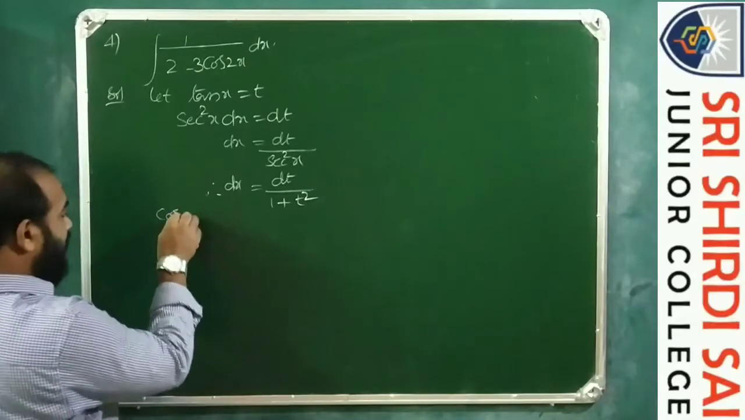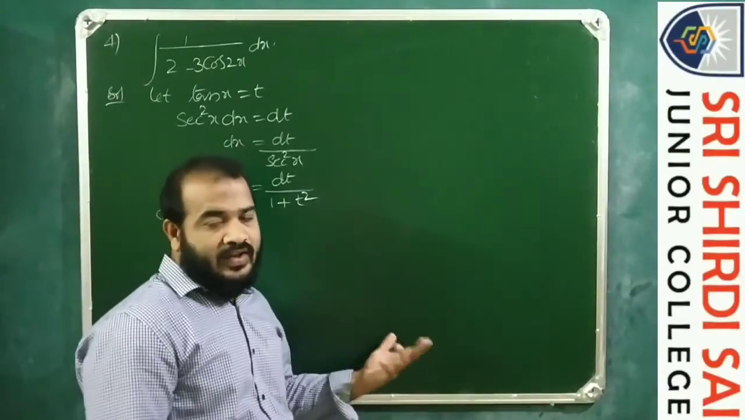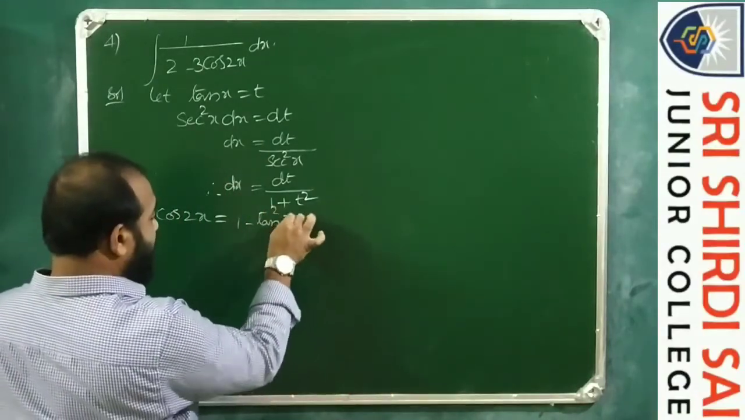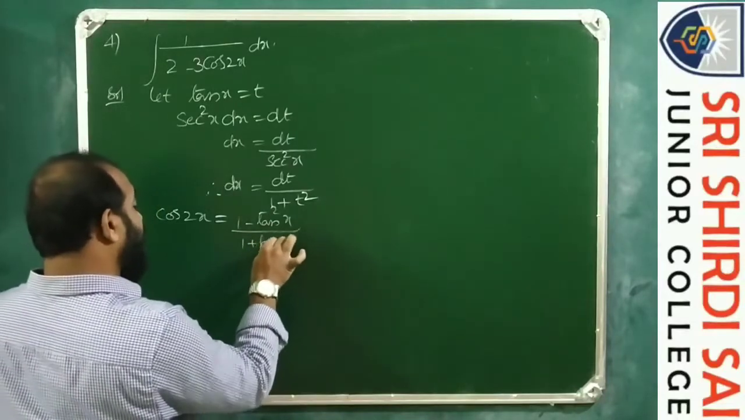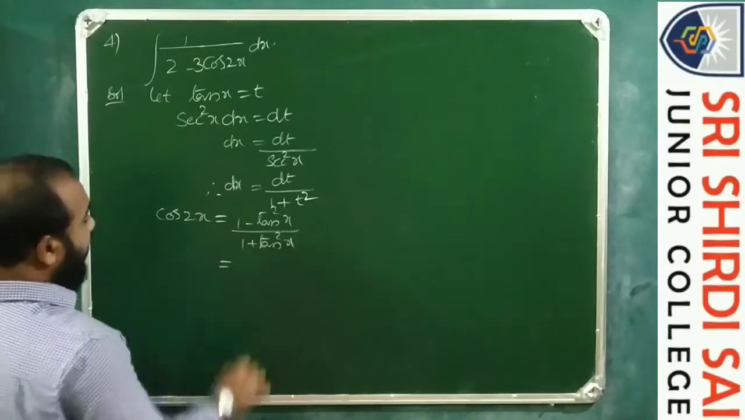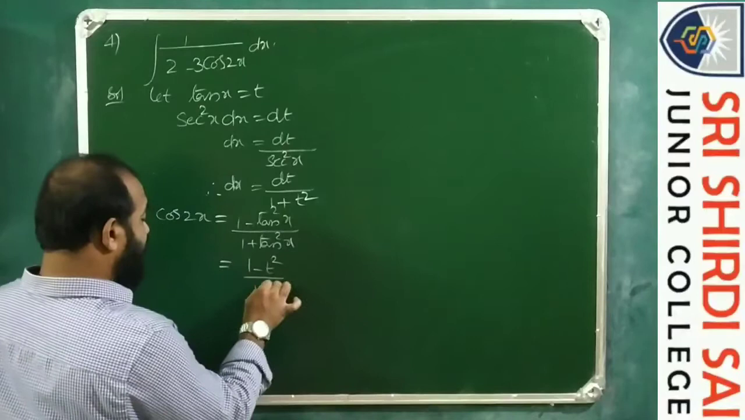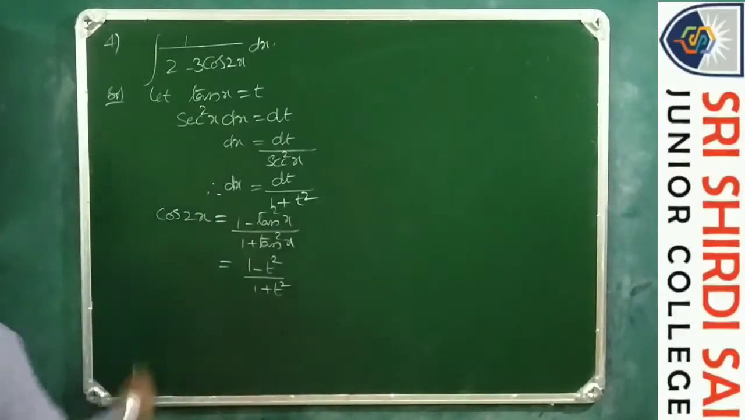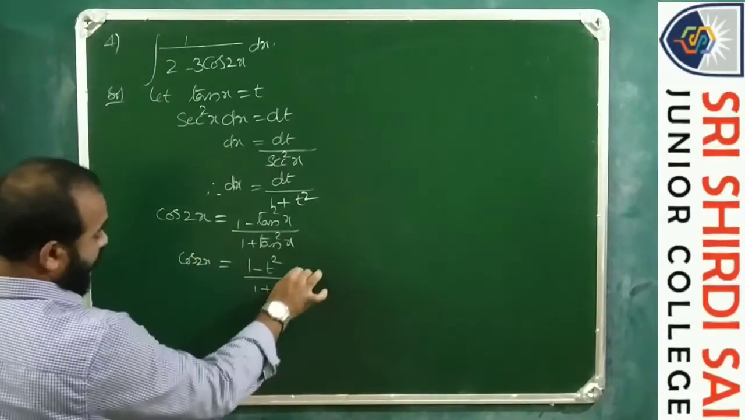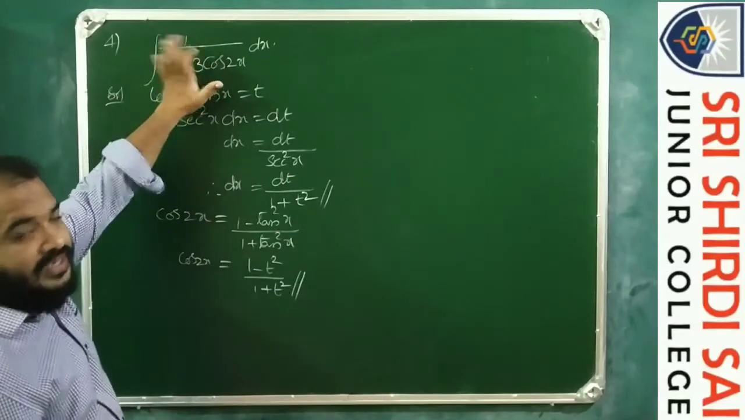Now cos 2x. Cos 2x is 1 minus tan square x by 1 plus tan square x. This is cos 2x in terms of tan x. We have treated tan x to be t. So it is 1 minus t square by 1 plus t square. This is cos 2x. Now substituting cos 2x and dx in the given integral.